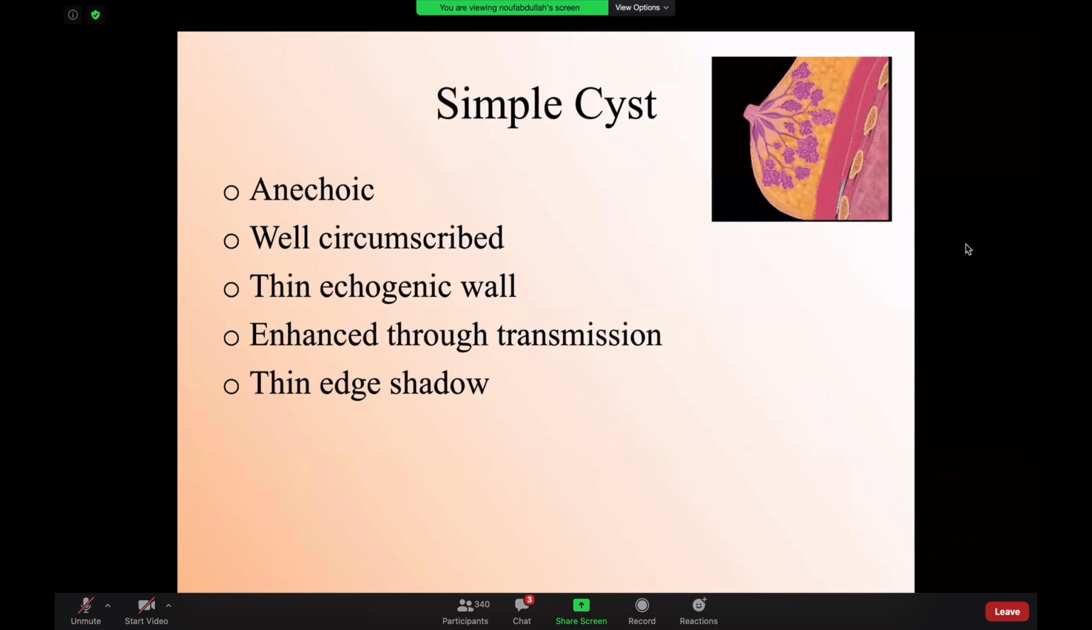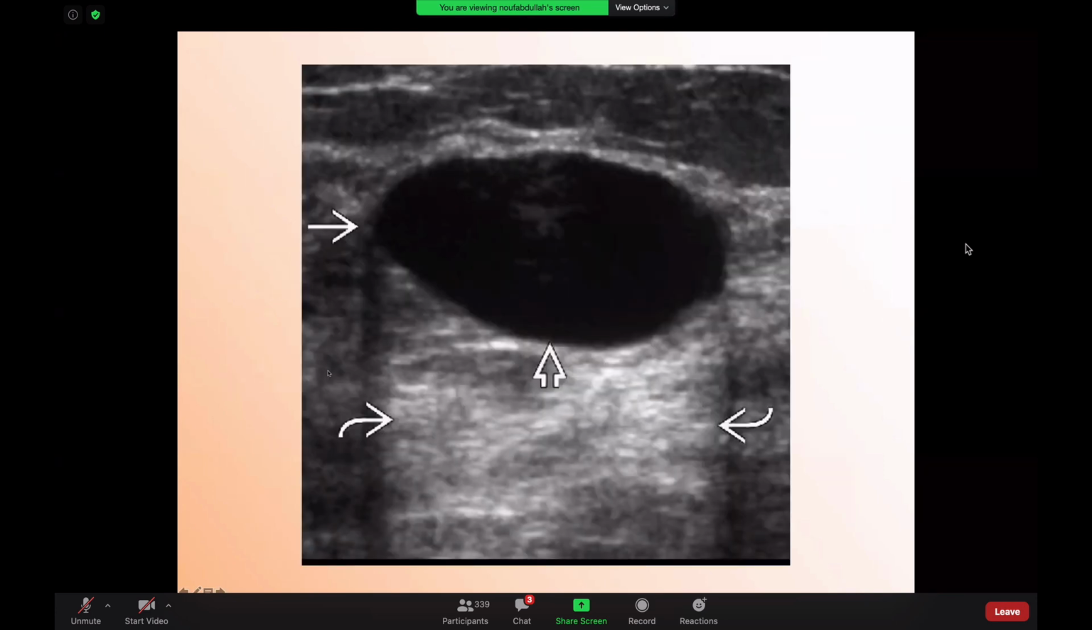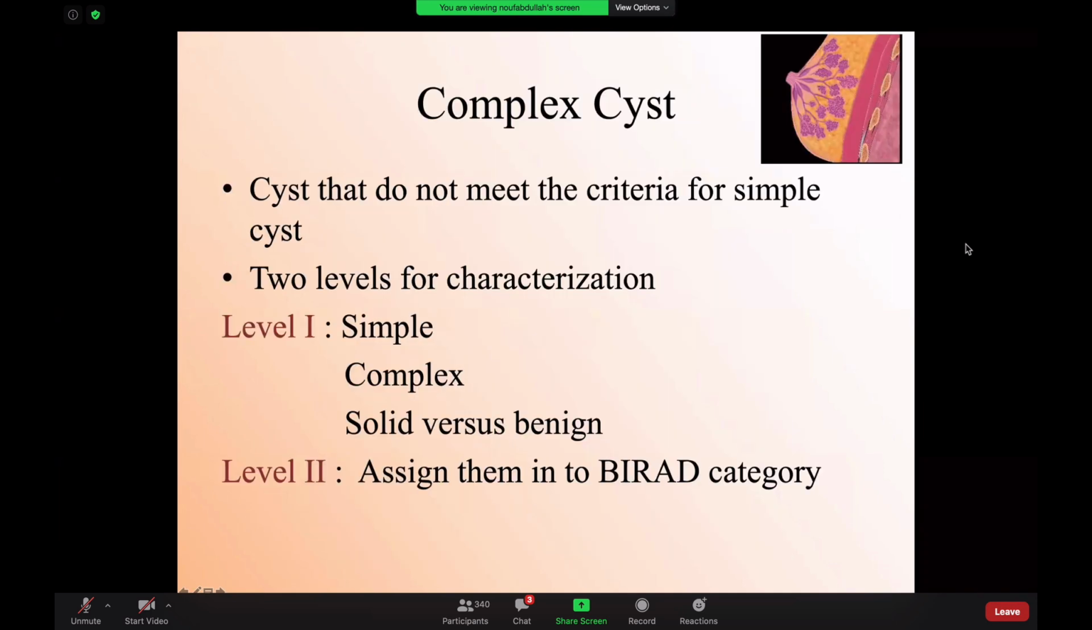What is the definition of a simple cyst? A simple cyst has to have these criteria. It's an anechoic lesion. It has to be well circumscribed. It has to have a thin echogenic capsule. It has to have through transmission and thin edge shadow. This is the typical appearance of a cyst. So anechoic, edge shadow, posterior acoustic enhancement, thin imperceptible wall. This is BI-RADS 2. I'm dealing with a simple cyst.